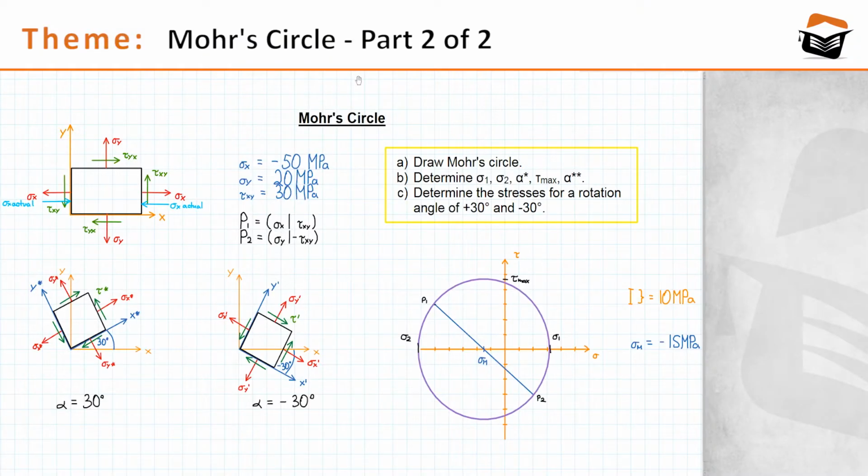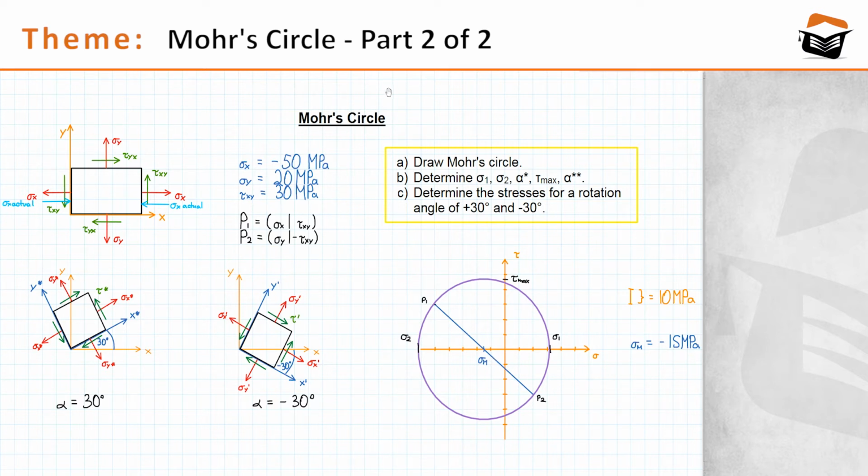Hello! In this video, we want to complete part C of the exercise on Mohr's circle. In part A and part B that were covered in the previous video, we determined the principal stresses and their directions. In part C, we are given the rotation angles of the coordinate system, which are plus 30 and minus 30 degrees, and we are asked to compute the normal stresses and the shear stress. How do we do that with the help of Mohr's circle?